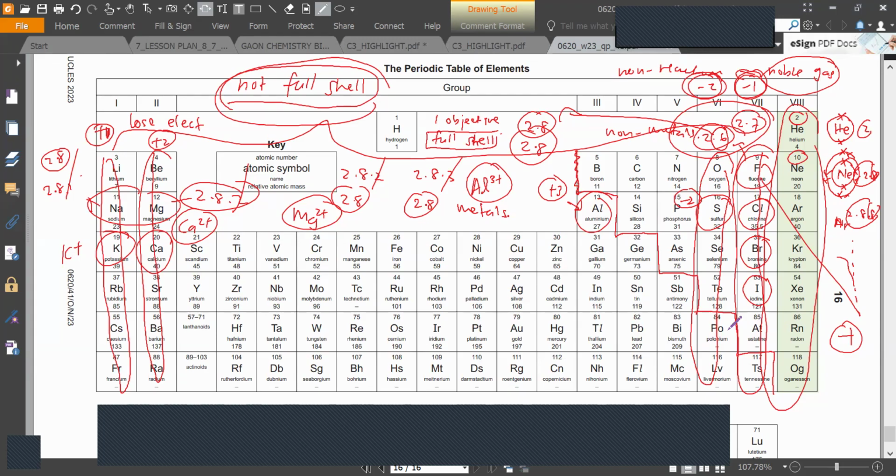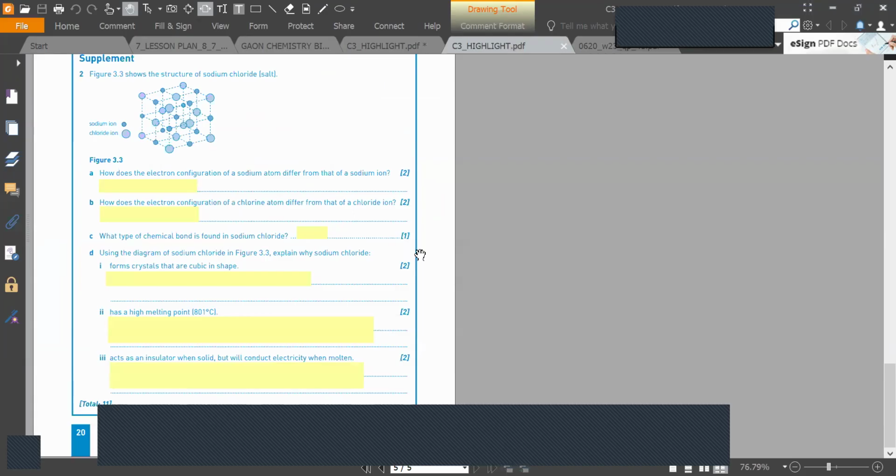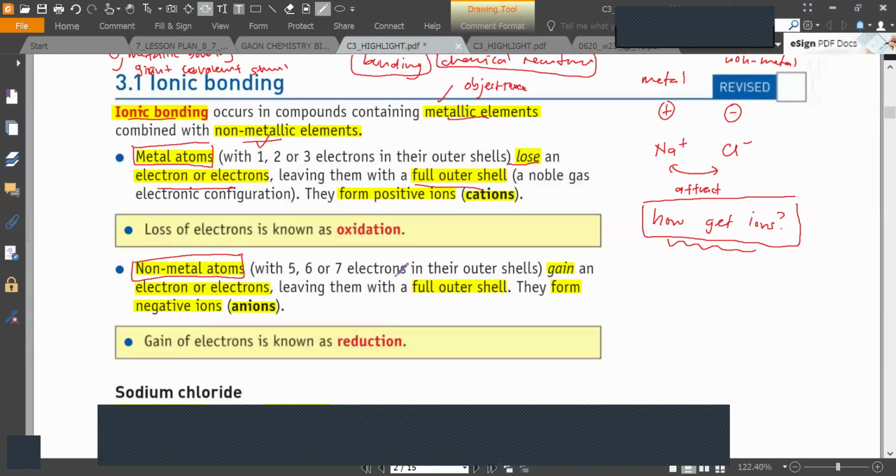Okay, now going back to our notes. So metals will always lose electrons. It could be 1, 2, or 3, depending on the position, to form the full outer shell, and then they will form positive ions like sodium +1. So loss of electrons also means oxidation. Okay. We will get into this later.